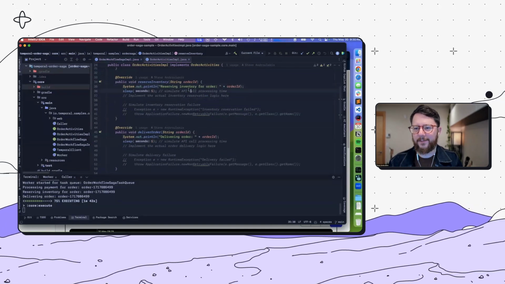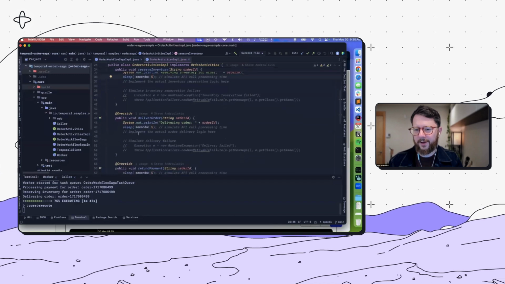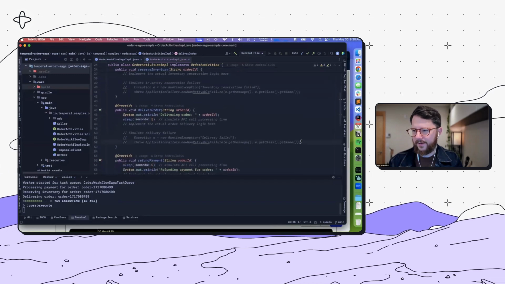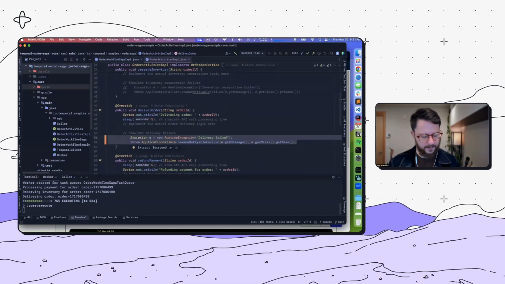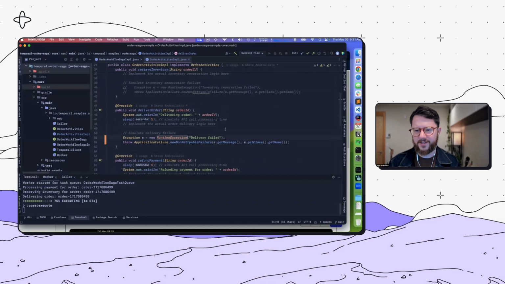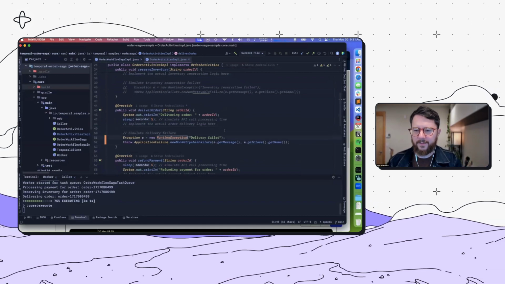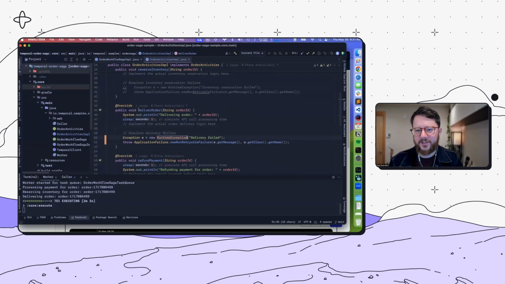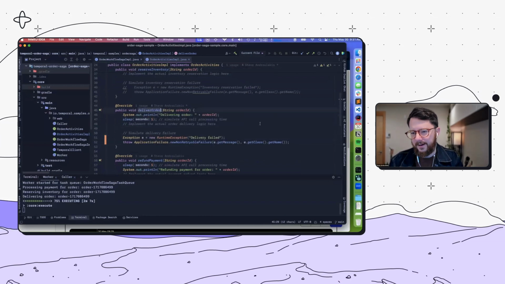Like we're not doing any real API calls or anything. But if I go into deliver order, I'm just going to make this activity fail. And the way I'm going to do that is I'm going to throw a runtime exception. So this is just a classic Java runtime exception. There's nothing special about it. I'm just essentially making this method, this deliver order activity, crash.